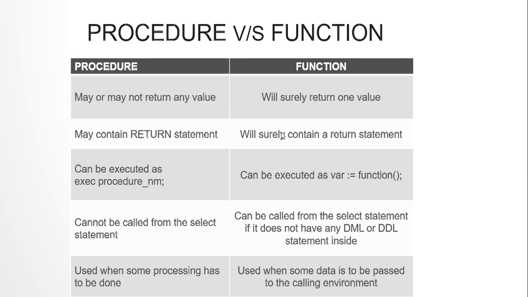Now a procedure may have a return statement in it, but this return statement is very much different from a function's return statement. When a procedure has a return statement, it will just abruptly return back to the calling environment, whereas a function would have a return clause in its definition itself, where we would define return and then data type, like what this function will be returning. It is mandatory for the function to return something to the calling environment.